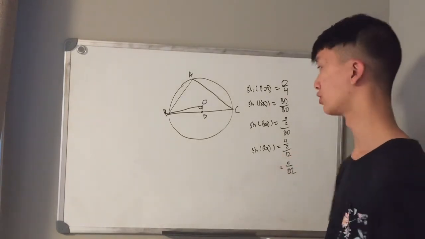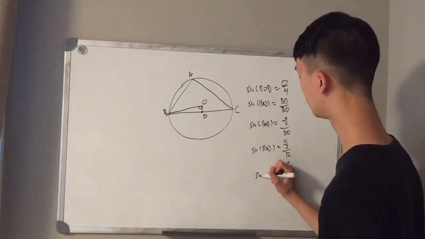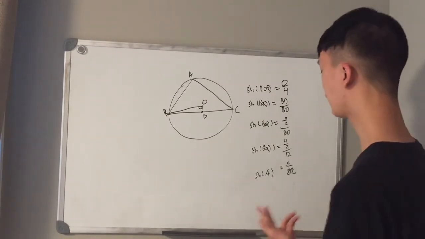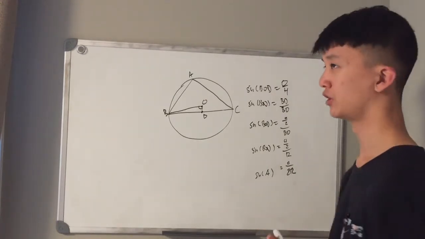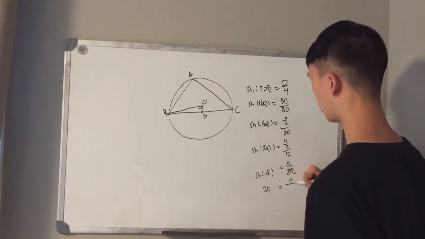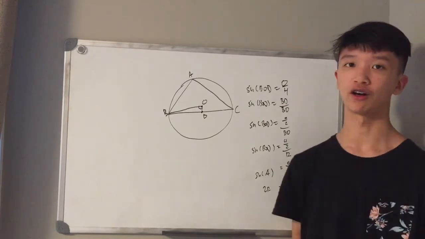It can also be shown that angle A is equal to angle BOD. So we have the sine of A is equal to a over 2R. Then we can rearrange to get that 2R is equal to a over the sine of A. And so applying the same logic to B and C, we are now done.